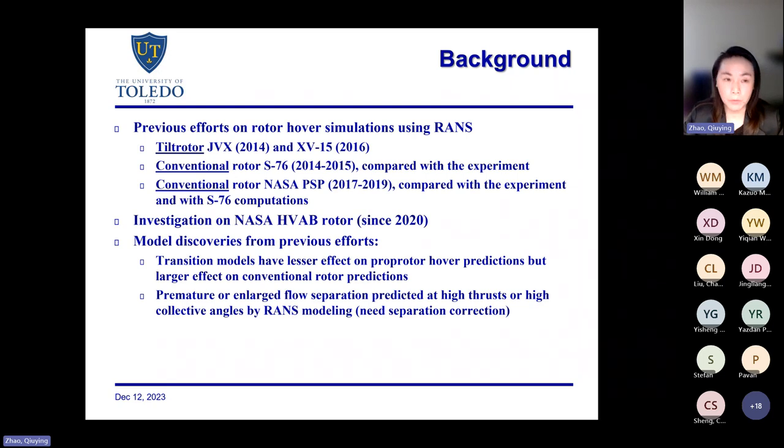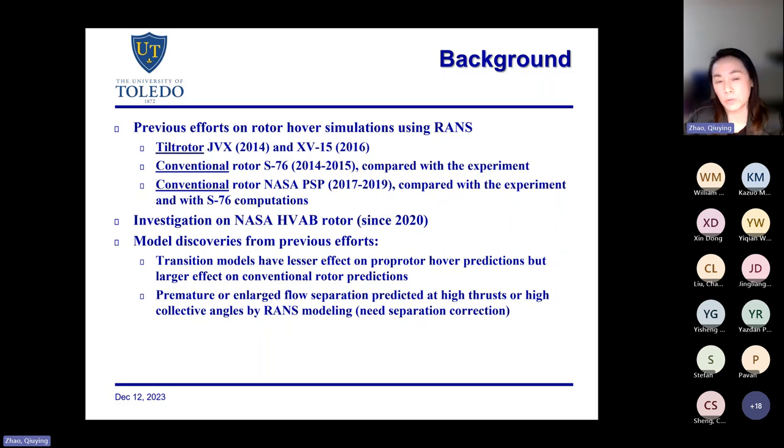In our group, we have been predicting rotorcraft for years, since the beginning of 2014. Previously we used the RANS solver to simulate multiple types of rotors in Hauer. We simulated tilt rotors, including the JVX rotor and XV15 rotors, and also conventional rotor types, including the S76 and NASA PSP rotors. Recently, we also investigated the HVAB rotor in Hauer. If any of you are not familiar with the rotor types, let me give you a short introduction.